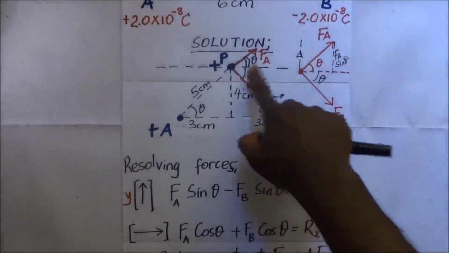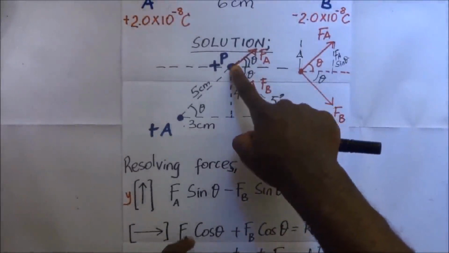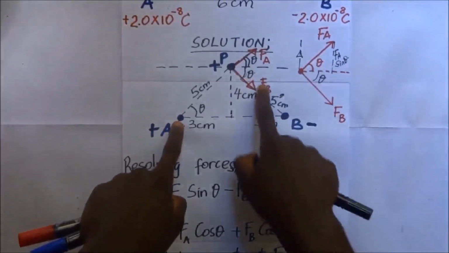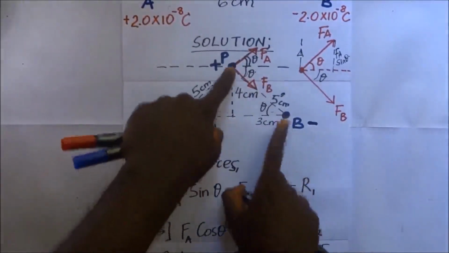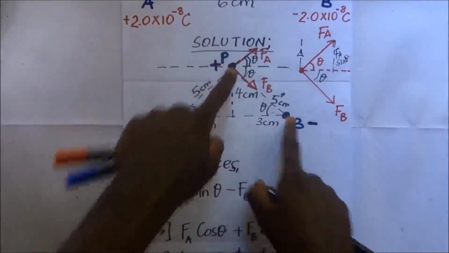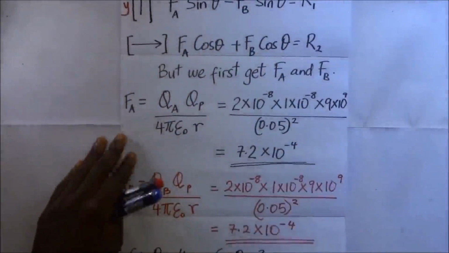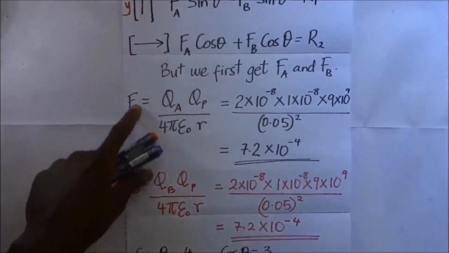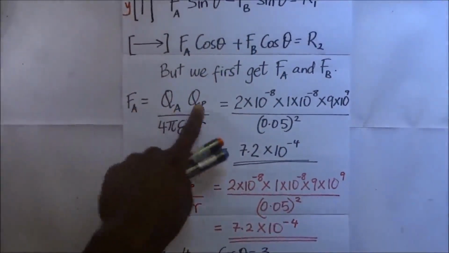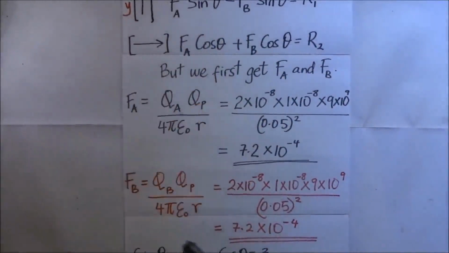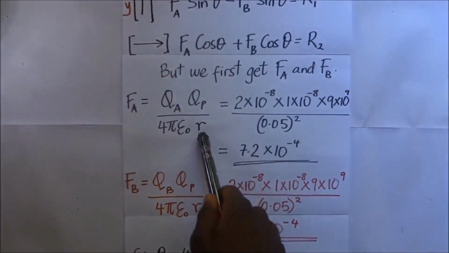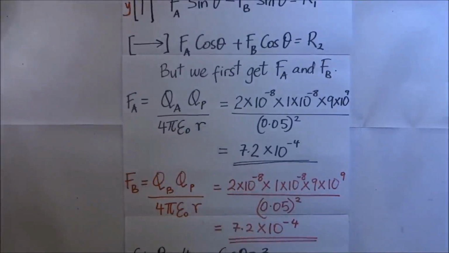Now remember, for us to get FA, it's a repulsive force that is between P and A. For us to get FB, FB is an attractive force between P and B. So we are going to use our formula, the one we used when we were illustrating Coulomb's Law. For FA, it is going to be the charge on A times the charge on P, the product of the charges, divided by their separation squared.